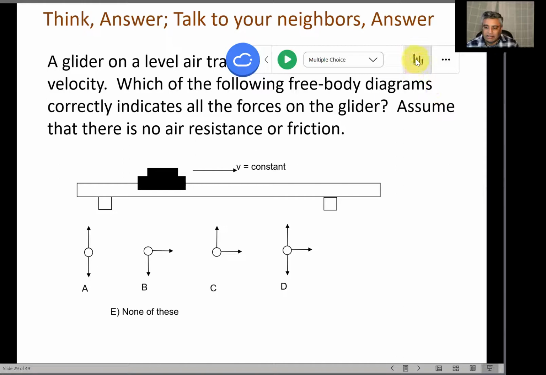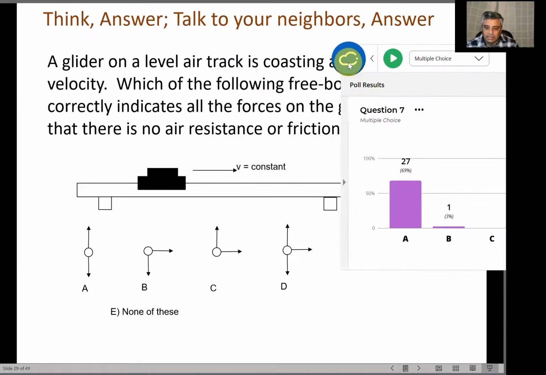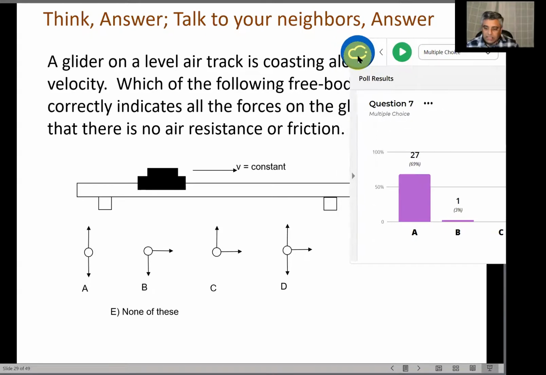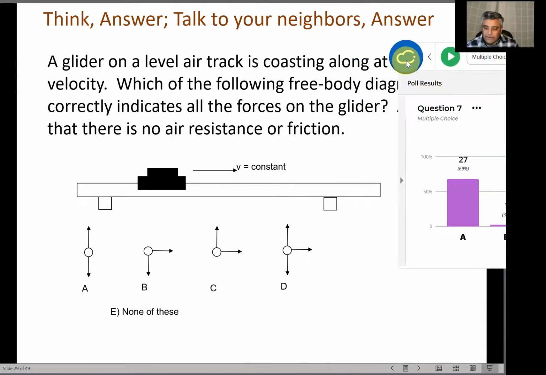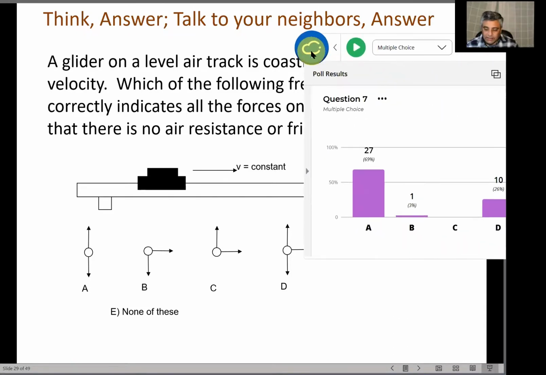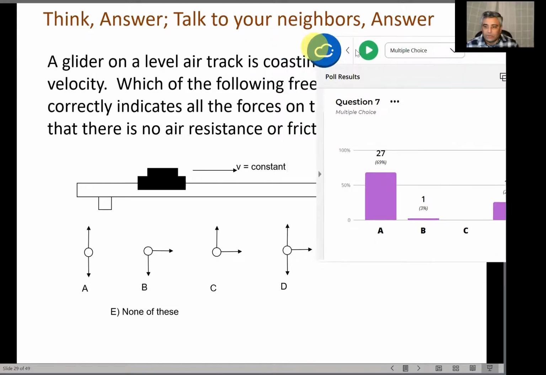Okay, let's see what we got. Mostly A, there is one B, and there are some D, and one E. Okay. So let's say if I'm thinking A as the correct answer, why am I right or wrong?